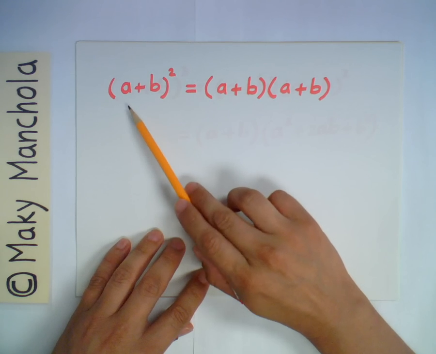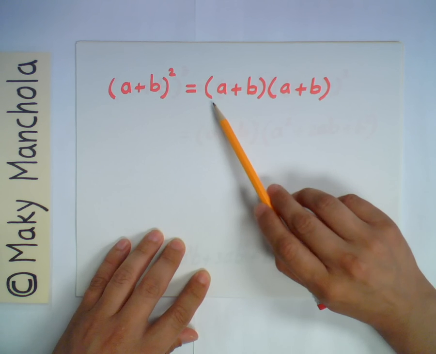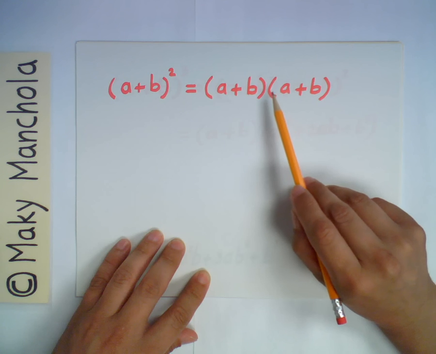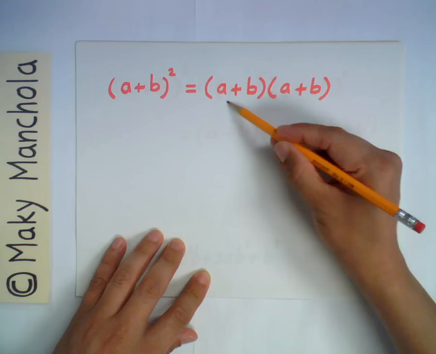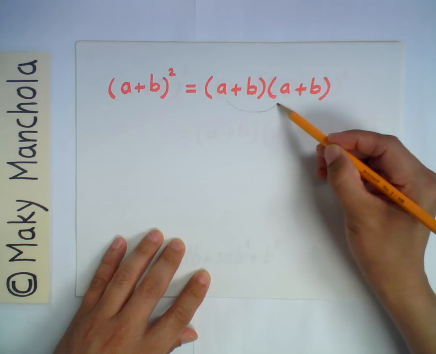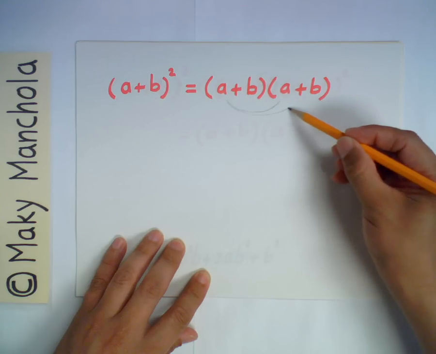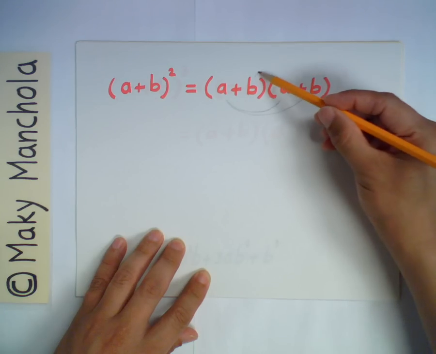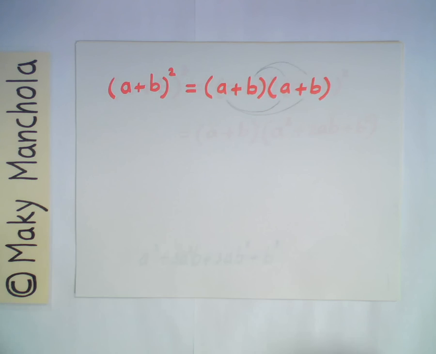Let's calculate (a + b) squared. We start by writing it as (a + b) times (a + b). We multiply by distributing: a times a, a times b, b times a, and b times b.